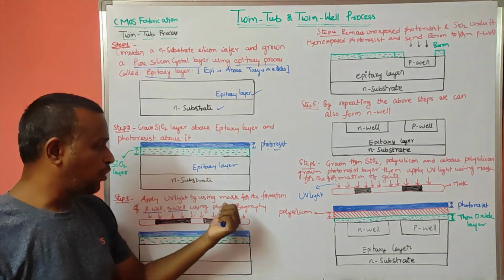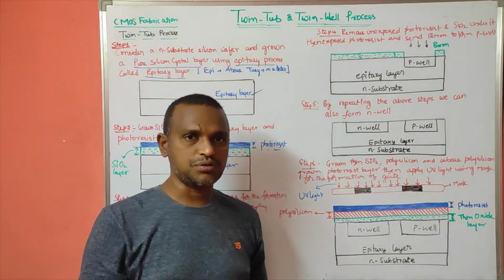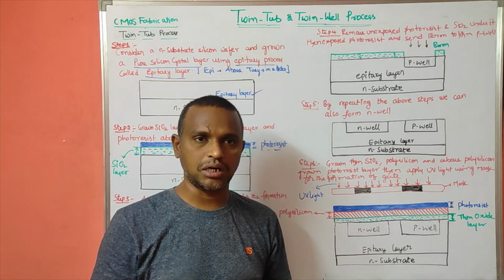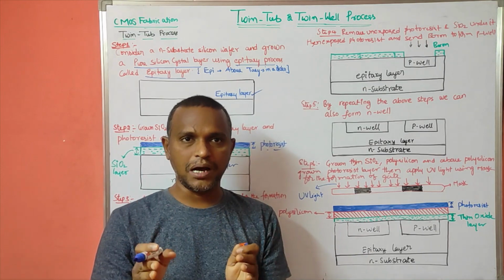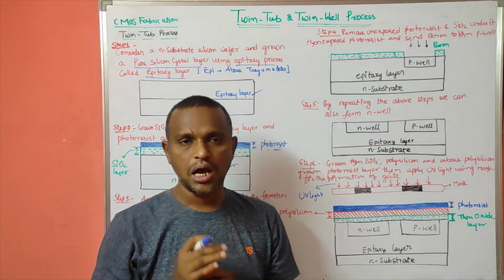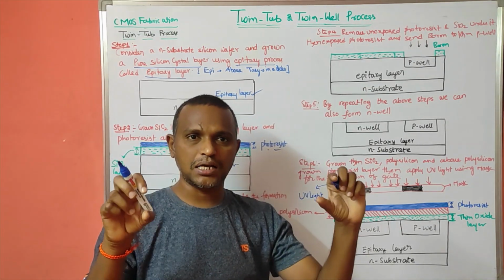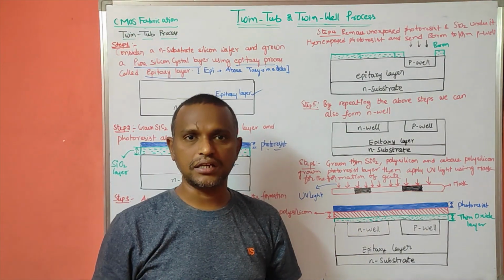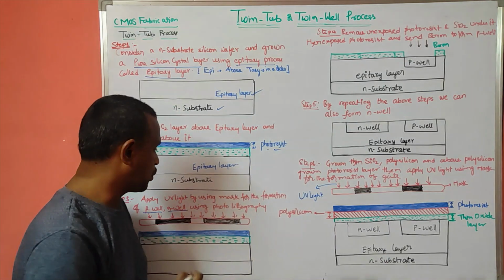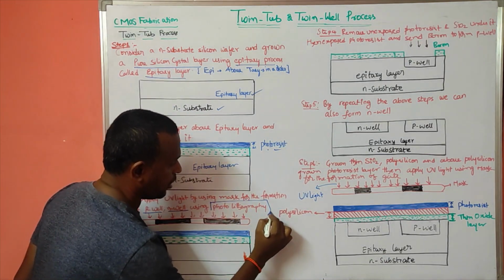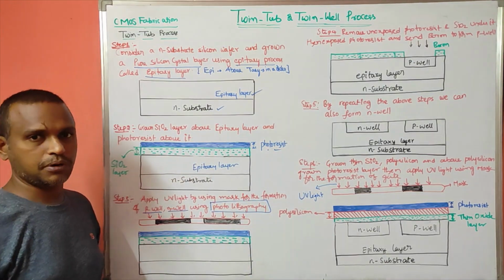Using photolithography. We have already seen photolithography. That is nothing but first we prepare a mask, and after preparing the mask that is transferred onto the glass. By using that glass mask, we send the UV light, or we expose that photoresist to the UV light. So that's what photolithography means here. I already mentioned this in the fabrication process.